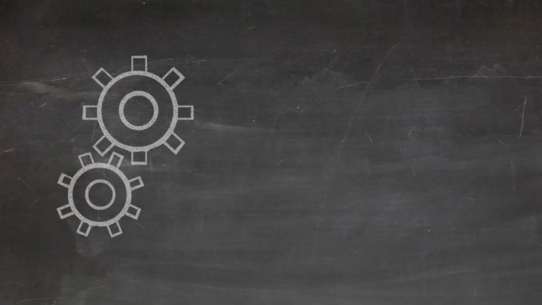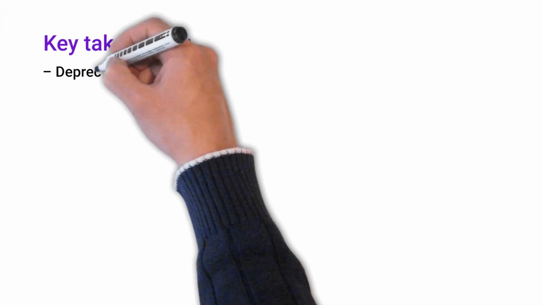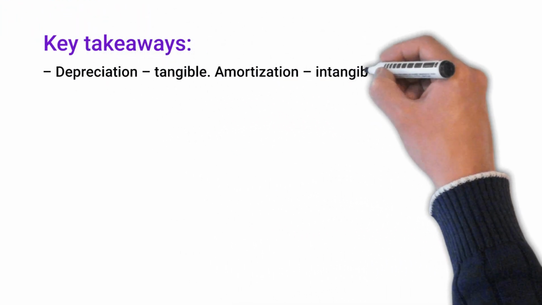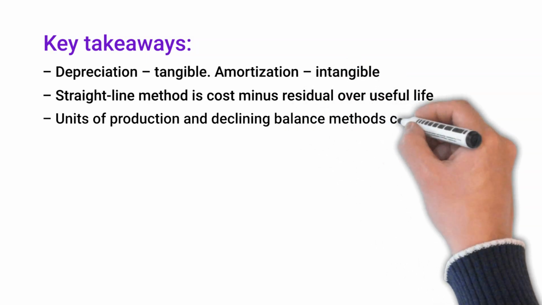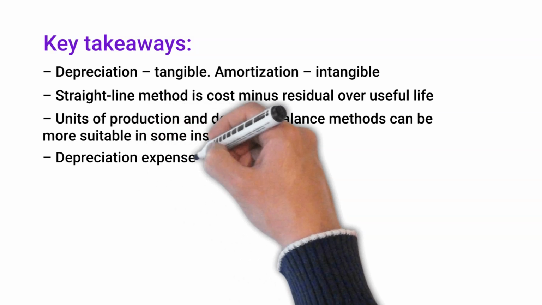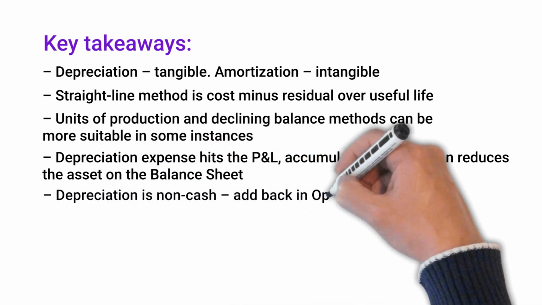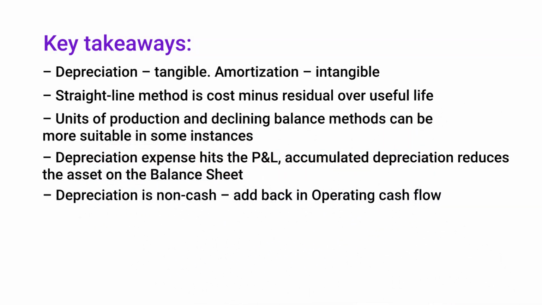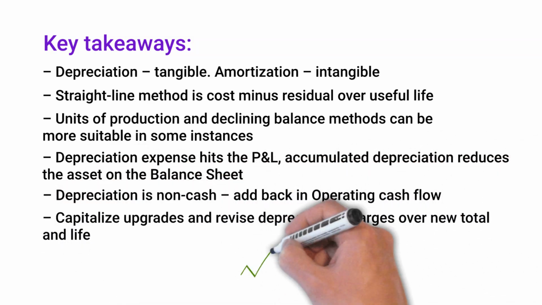Okay, so for now let's summarize this lesson. Depreciation is used for tangible assets, amortization for intangible assets. Straight line method is cost minus residual value over useful life. Units of production and declining balance methods can be more suitable in some instances. Depreciation expense hits the P&L. Accumulated depreciation reduces the asset on the balance sheet. Depreciation is non-cash. Add it back in operating cash flow. Capitalize upgrades and revise depreciation charges over the new life and total.